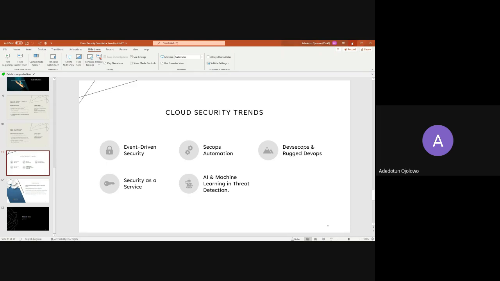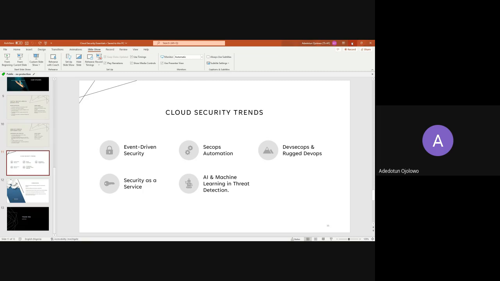So instead of you getting a notification and then having to be the one to come and say, okay, let me call Adedosun, Adedosun, I just noticed that you created an EC2 instance and it doesn't have an encrypted volume, some people would have done that easily for you, or Lambda. So that was SecOps automation.